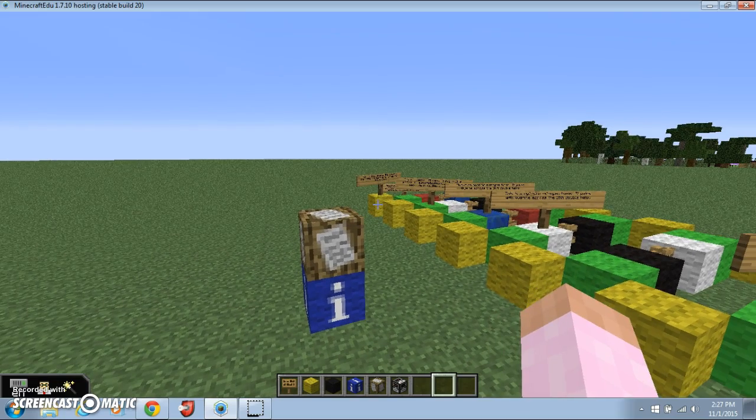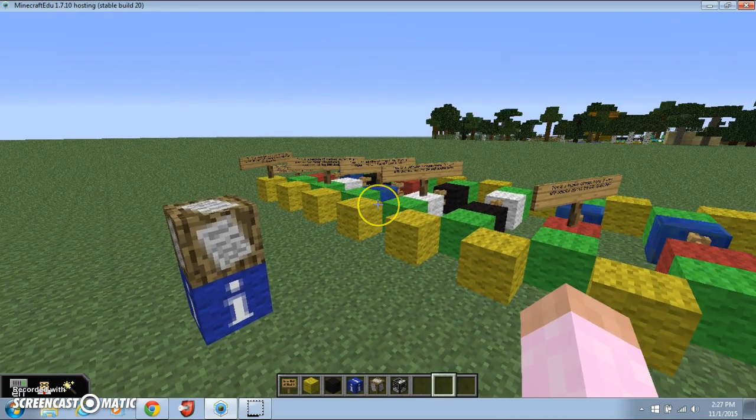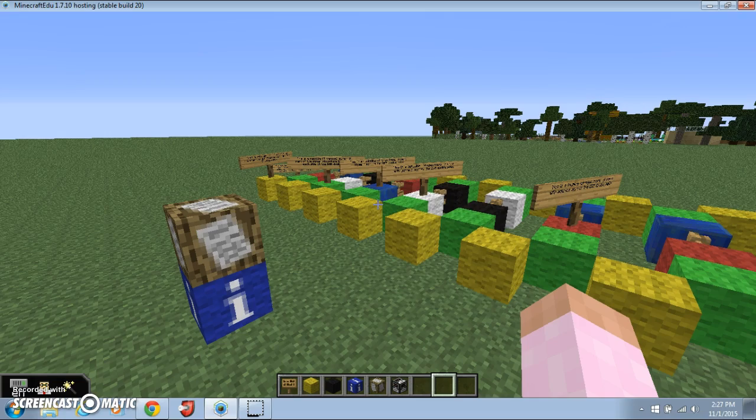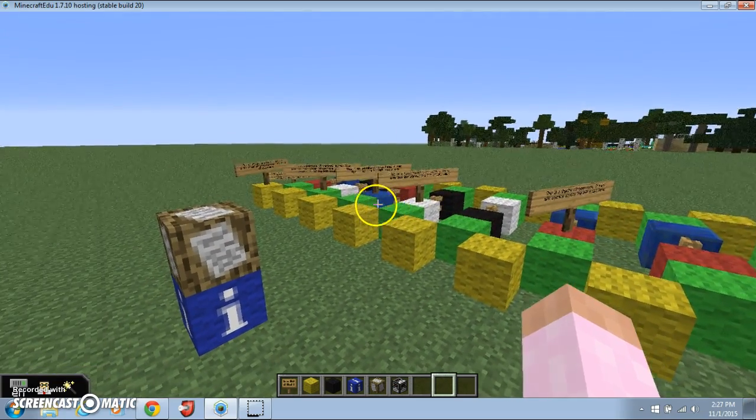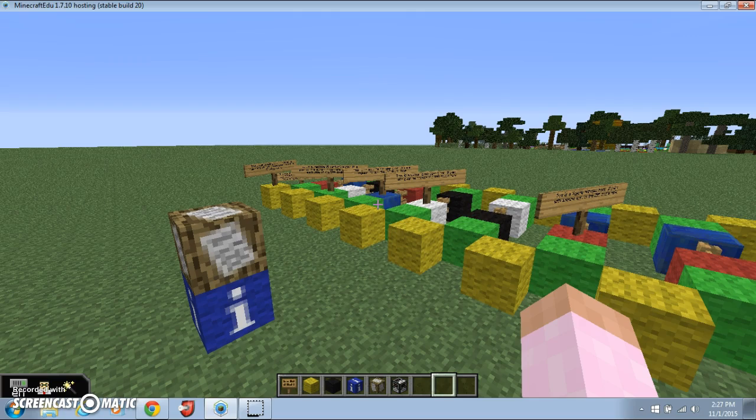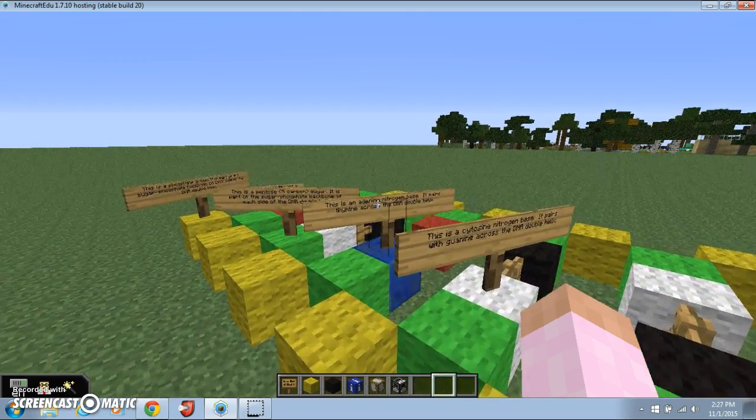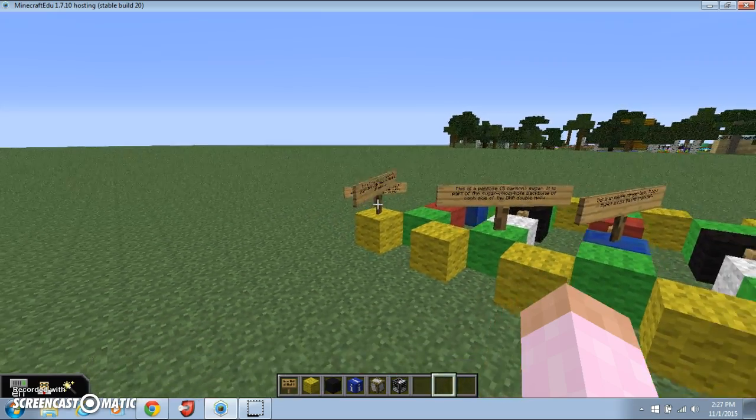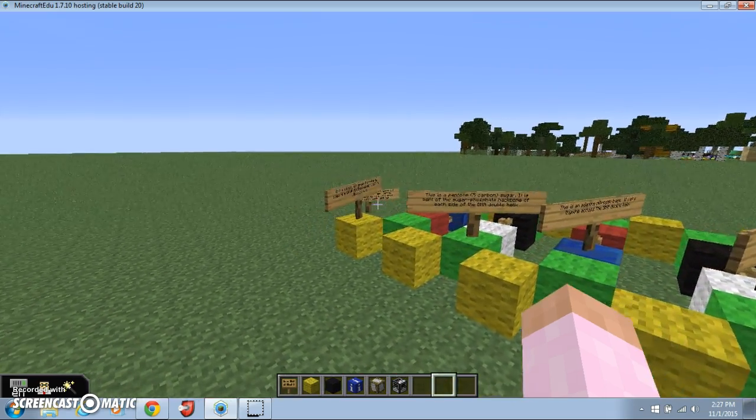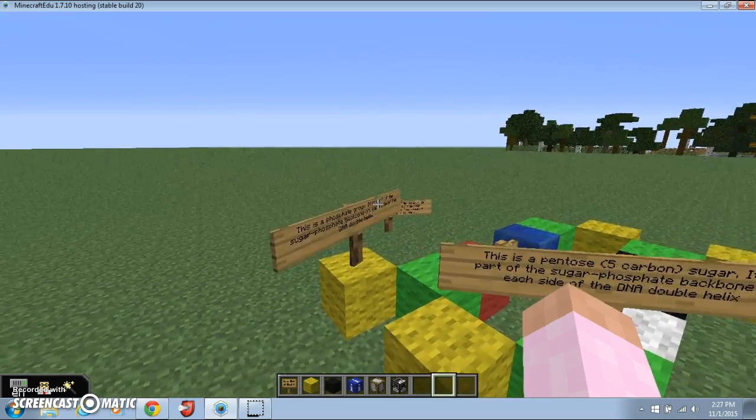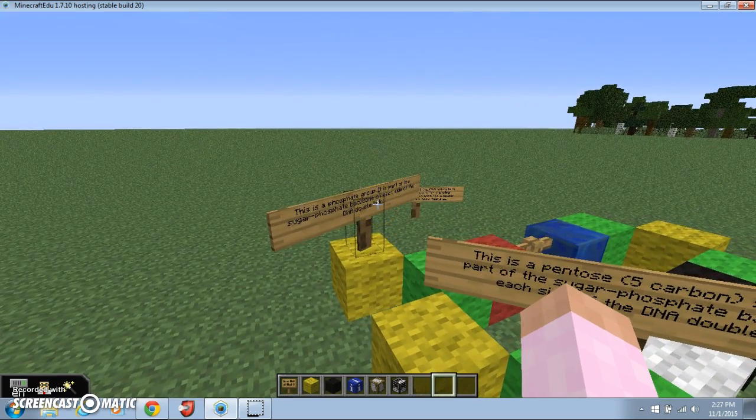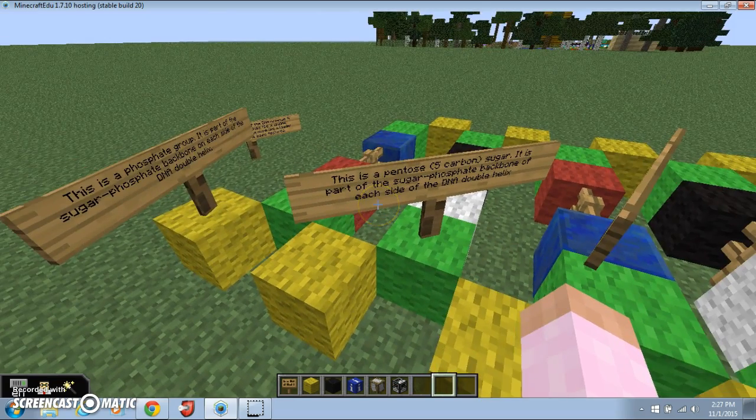I created the DNA molecule by using different colored blocks to represent the different parts of the molecule, namely the phosphate groups, pentose sugars, and nitrogen bases. The yellow blocks represent the phosphate groups, as you can see here, and the green blocks, as you can see here, represent the pentose or 5-carbon sugars.